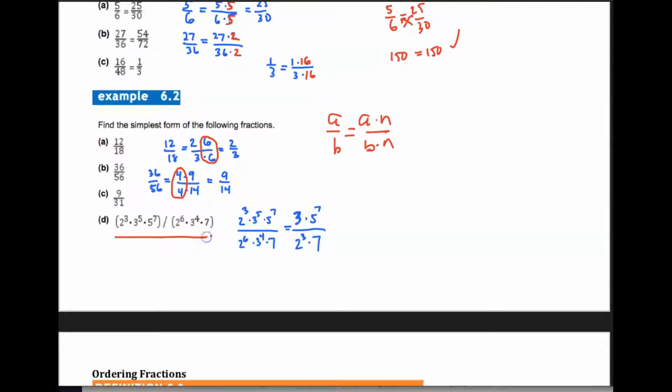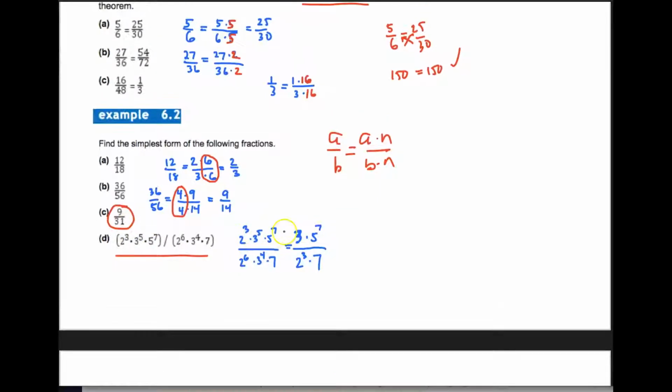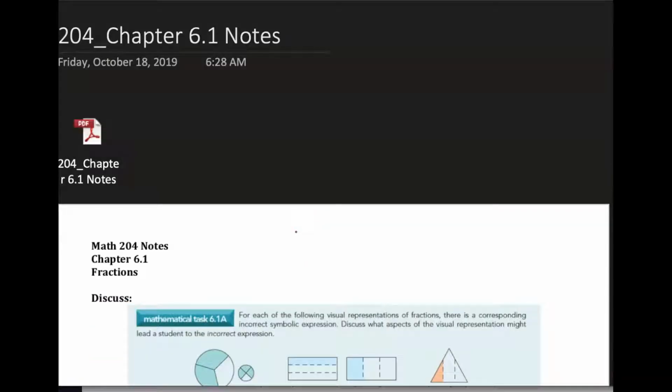Here, this is a little more complicated where it gets simplified. On this one here, there's no simplification because there's nothing that goes into it, so it's already in simplest form. Here we have common factors, and we can actually use rules of exponents to do that problem.